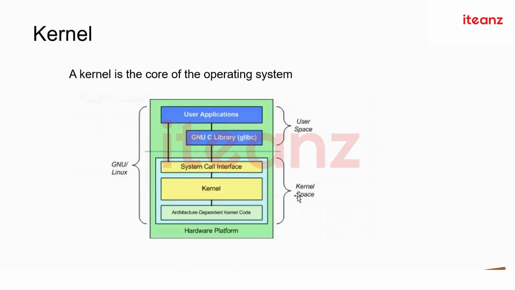Okay, this is how the kernel will look. Kernel is the core. This is the kernel. This is the hardware. This is the system call interface. This is a user application. So basically, whenever we run any command, we are the user application. We send the commands to the kernel through the system call interface, and the kernel will connect to the hardware. That's how it works.